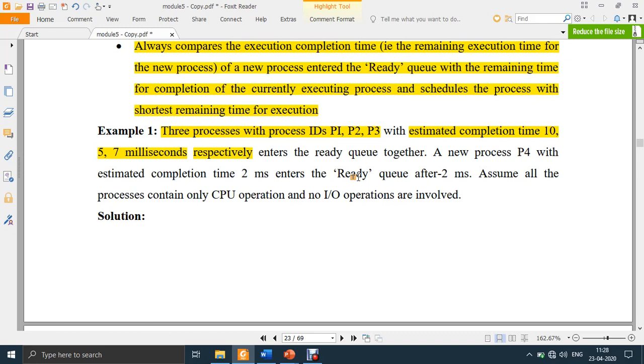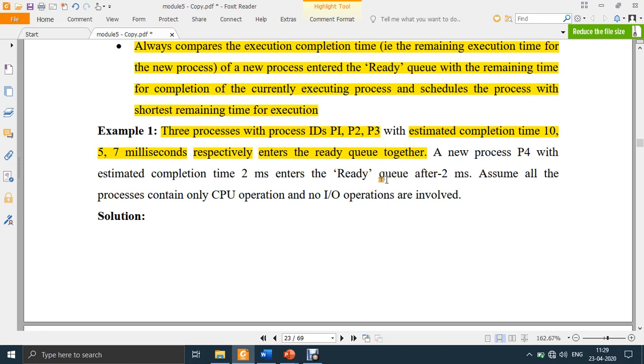So P2 wants to use the CPU for 5 milliseconds, and only then can it complete. If it is given less than 5 milliseconds of CPU time, it will not complete. It will again go back to the ready queue and wait. Similarly, P3 requires 7 milliseconds, and it is given that these enter the ready queue together. So these three processes enter the ready queue simultaneously.